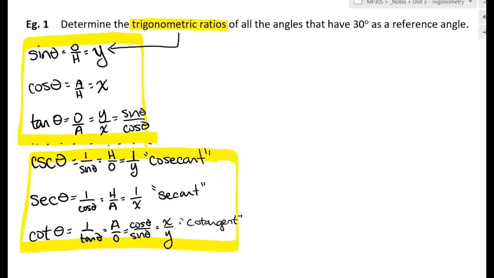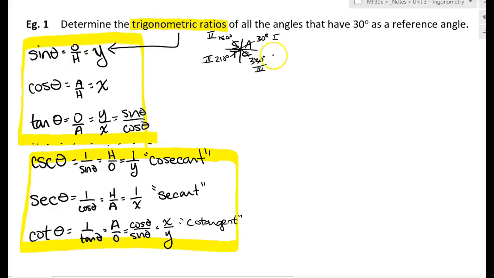Now that we have those, now we can start writing all the trigonometric ratios for all the angles that have 30 degrees as a reference angle. So again, we're dealing with 30 degrees. 180 minus 30 is 150. 180 plus 30 is 210. And 360 minus 30 is 330. So those are our 3 angles for quadrants 1, 2, 3, and 4. And remember that it's all students take calculus.